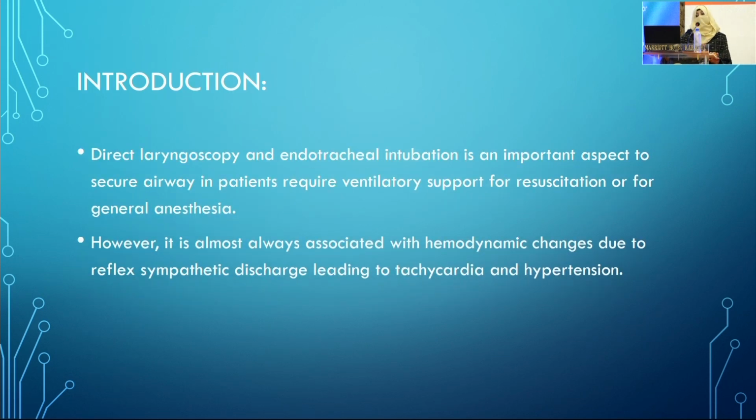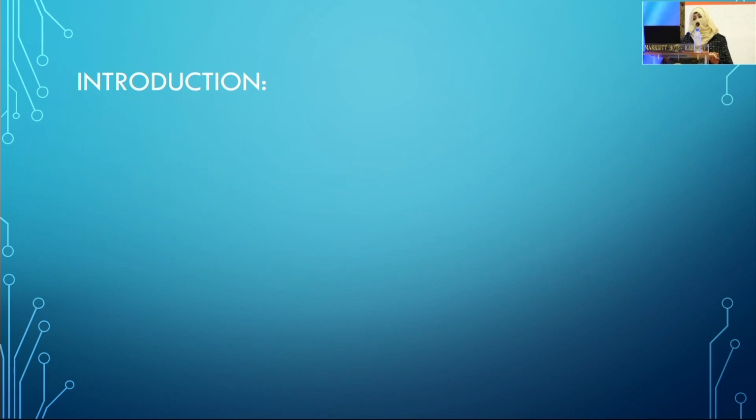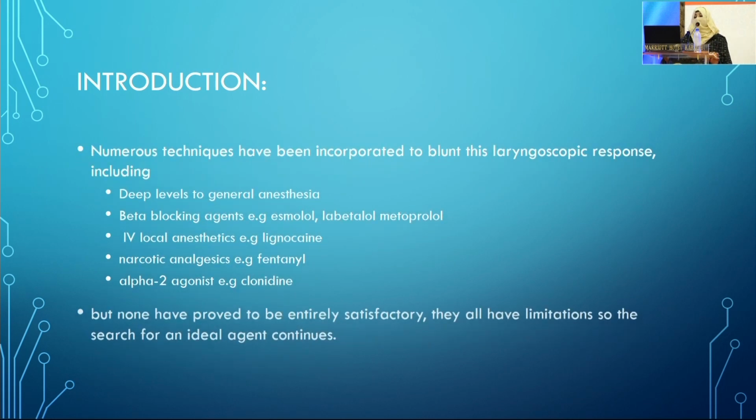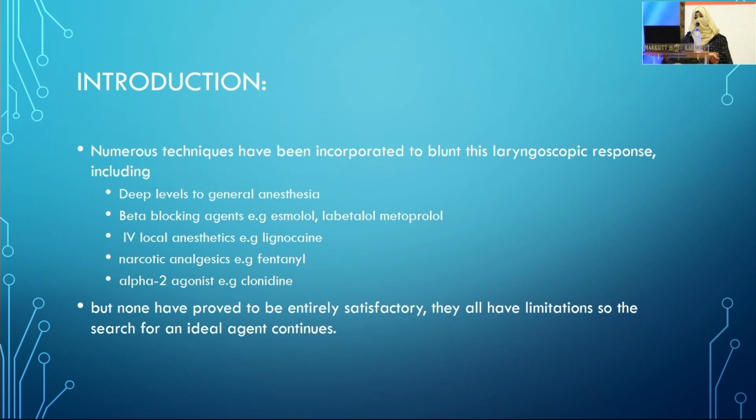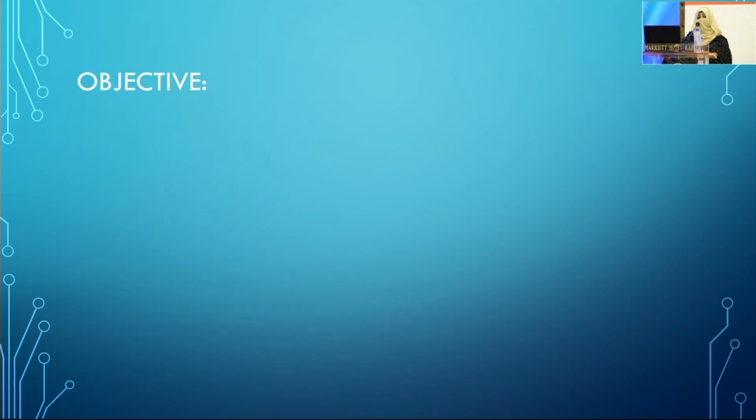Direct laryngoscopy and endotracheal intubation is an important aspect to secure the airway in patients requiring ventilatory support for resuscitation or for general anesthesia. However, it is almost always associated with hemodynamic changes. Numerous techniques have been incorporated to blunt this laryngoscopic response, including deep levels of general anesthesia, beta-blocking agents like esmolol, labetalol and metoprolol, IV local anesthetic lignocaine, narcotic agents like fentanyl, and alpha-2 agonists like clonidine. But none have proved to be entirely satisfactory. They all have some limitations.